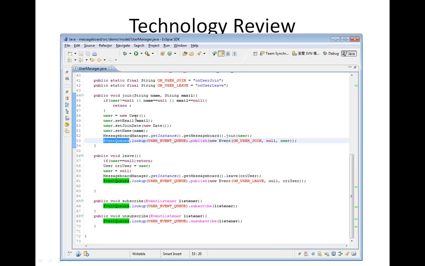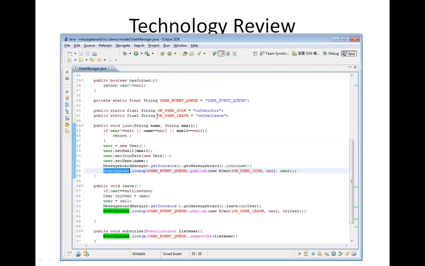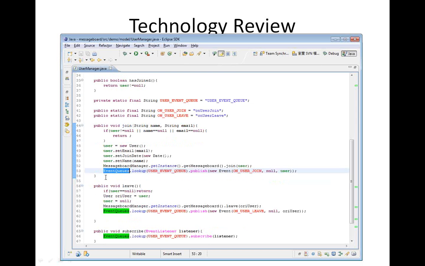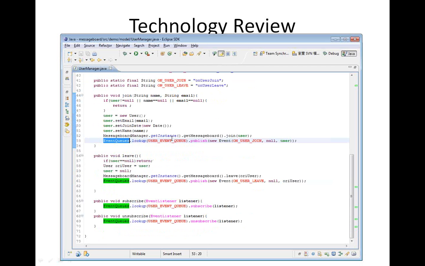The component's event listener can help you do some responses through the UI. It's all about the UI. Normally, you should use it just for the UI part. And ZK event queues can help you cross the entire workbench. Actually, you can use this one to replace the second type of scope singleton, the one that I use to cross the geometry with the desktop. You can use ZK event queues to do that part.